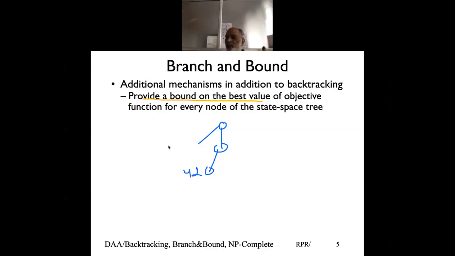Now if I explore this path and I determine that following this, my minimum cost is going to be 43, then I know there is no point in going this path because I'll never get less than 43, and I already got 42, so I stop right there. I don't even explore further. And that is the key concept of what we call branch and bound.